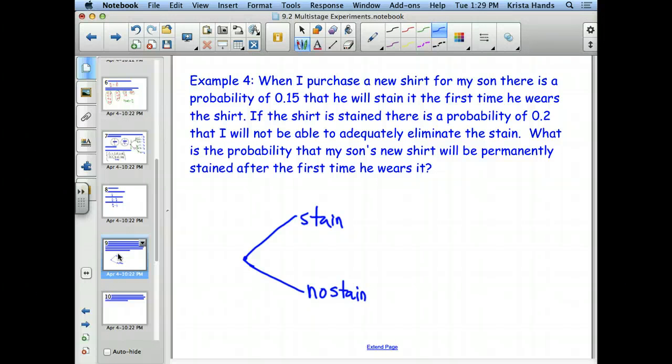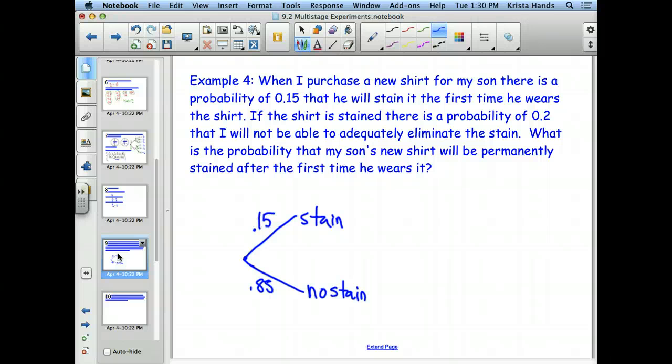Okay, before we go on to the next branches, I want us to put in the probabilities. What's the probability he gets a stain? 0.15. And the probability he doesn't? 0.85. So another reason I want to show you this example is that you can do probabilities with decimals, right? Not repeating decimals, don't go involving those. But if you've got solid, terminating decimals, you can use decimals for these too.